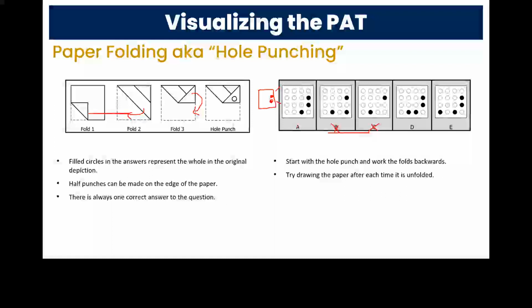How many new holes do I have in A? How many new holes do I have in D? How many new holes do I have in E? So D and E have too many holes in them. It's got to be A.